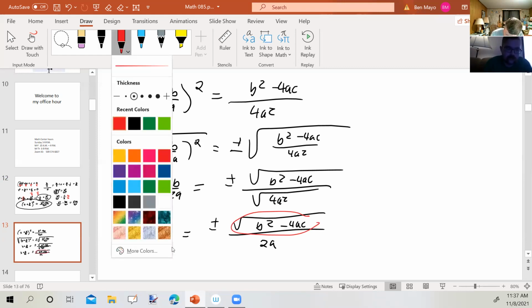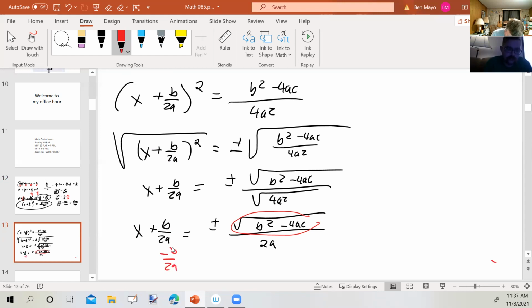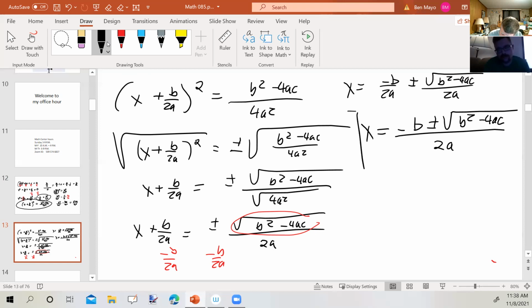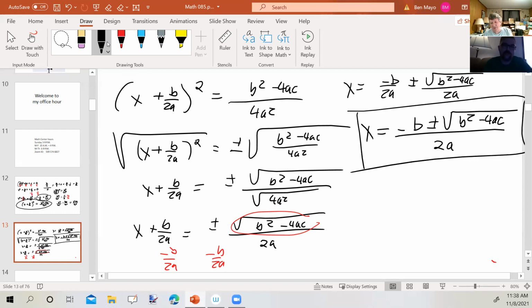Next move is going to be to subtract b over 2a from both sides. So now I've got x equals negative b over 2a plus or minus the square root of b squared minus 4ac all over 2a. But they have the same denominator, so I can put them together and I get this. X equals negative b plus or minus the square root of b squared minus 4ac all over 2a. And that, ladies and gentlemen, is the quadratic formula.